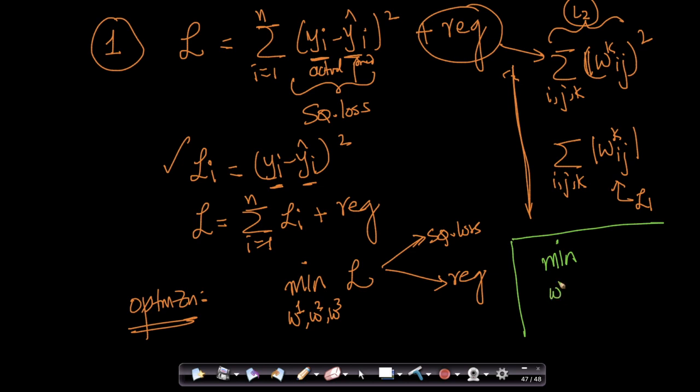minimize over all Wkij's for all possible values of Kij. These are the variables that we will change. Minimize L, where L is nothing but the sum of squared loss and regularization. This is the optimization problem we want to solve.